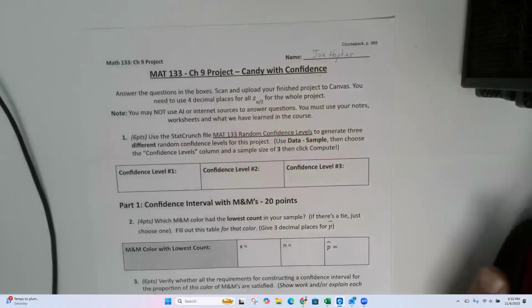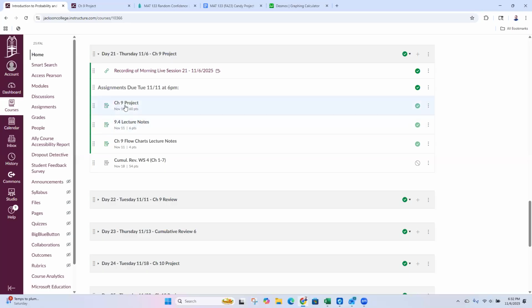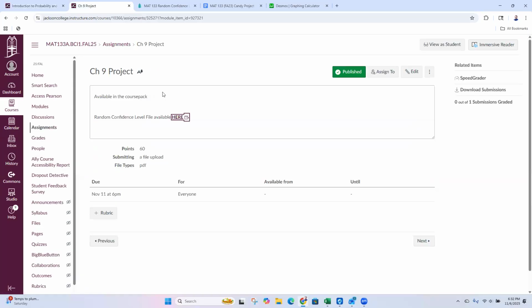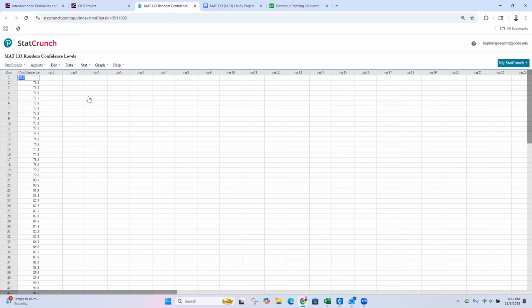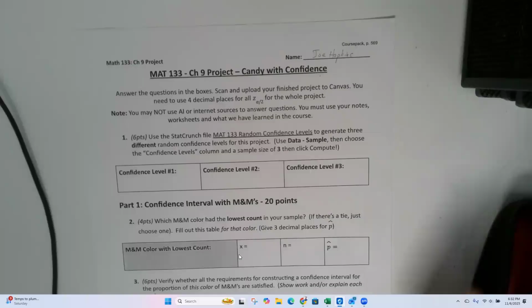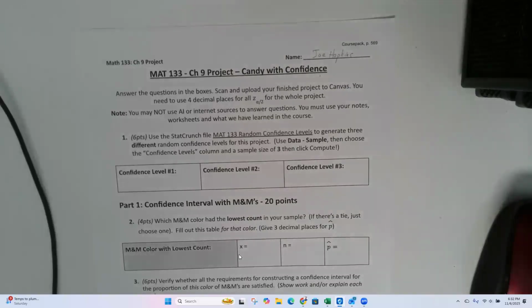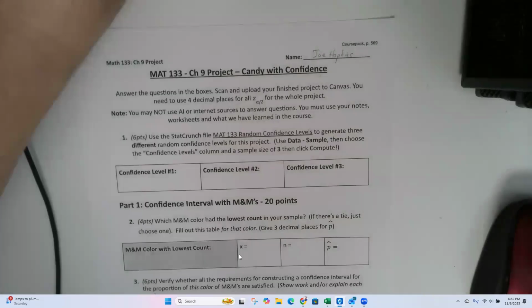If you do click on the Chapter 9 project in Canvas, it will bring you to a link that is going to take you to StatCrunch for the random confidence level file. So you click on that, and that's going to bring you here in StatCrunch. So you'll want to sign into StatCrunch so you can use this. But most of what we're going to be working on today is in the course pack on page 569.